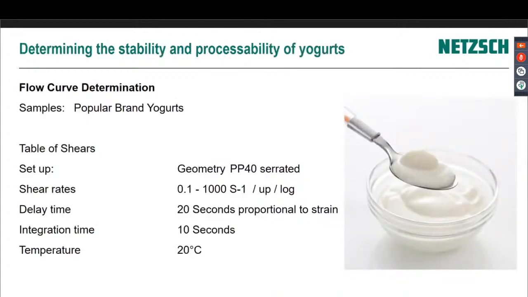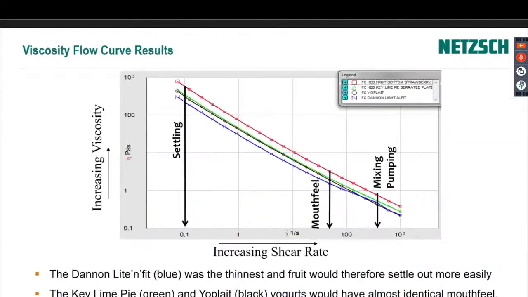Okay, so this is some work we did on yogurts, popular brand yogurts. We're just measuring with a plate 40 serrated upper and lower measuring systems from 0.1 to 1,000 reciprocal seconds. It was a 20-second delay per point and 10 seconds integration time. We did it at 20 degrees C. And you can see here that the materials are all very shear thinning and actually pretty similarly shear thinning.